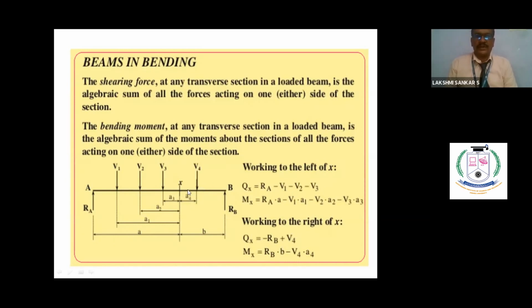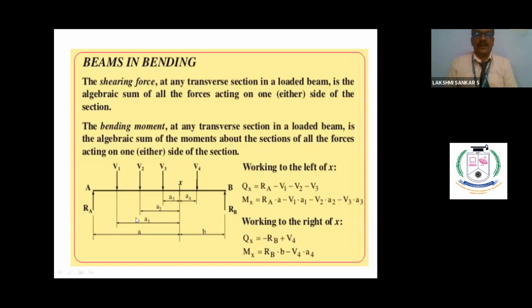This will also be equal if you take the section from the right side: going up is negative, coming down is positive. This is the sign convention we are following. Both values will be exactly the same. Bending moment of a section is defined as the algebraic summation of bending moment to the left or right of the section.